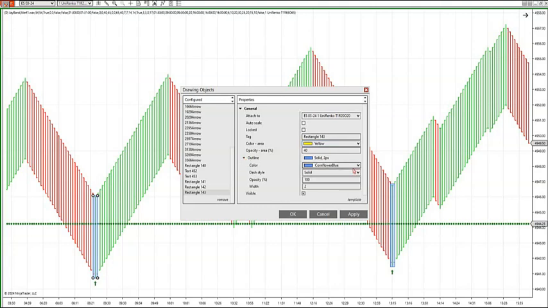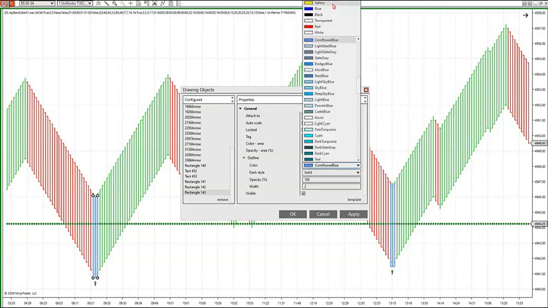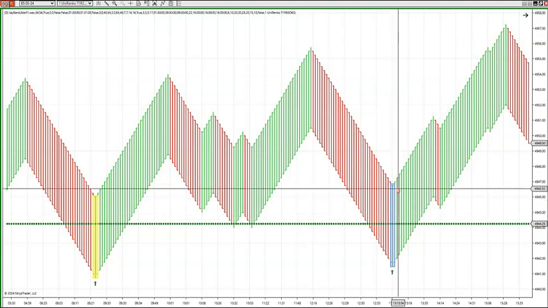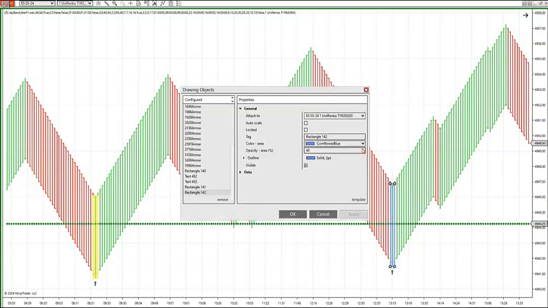Just like the yellow bar turns yellow when we have a breakout trade. It's going to look like this.